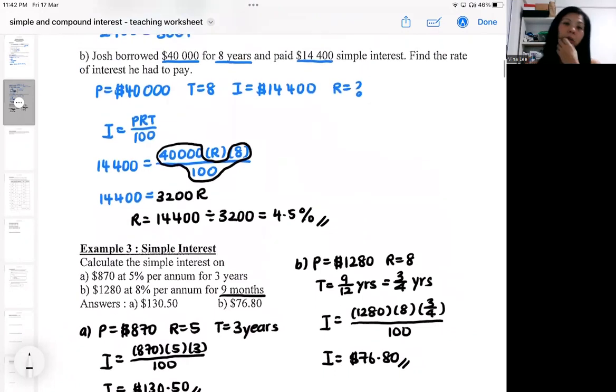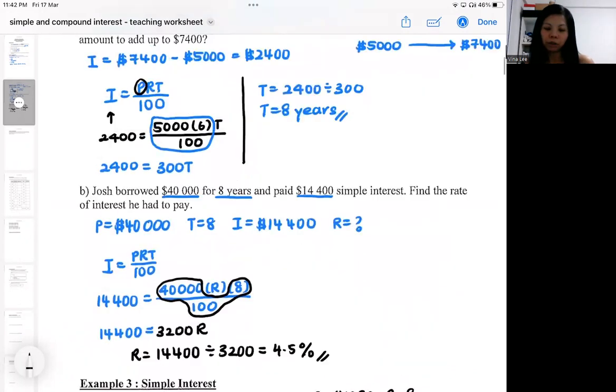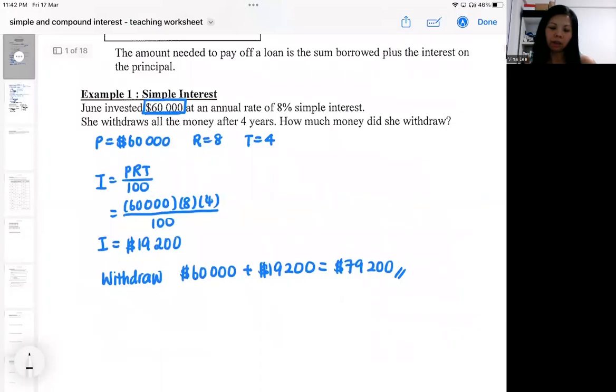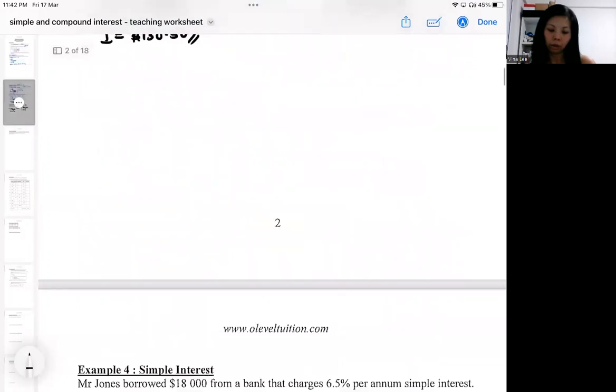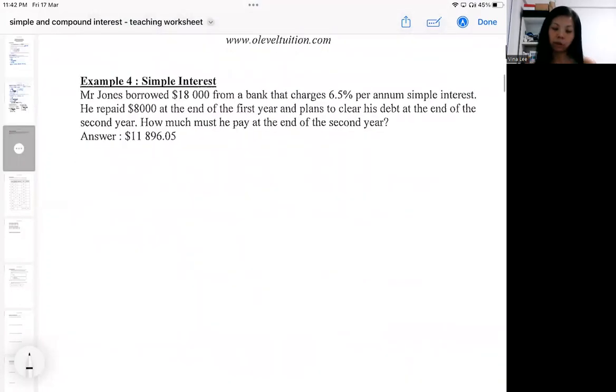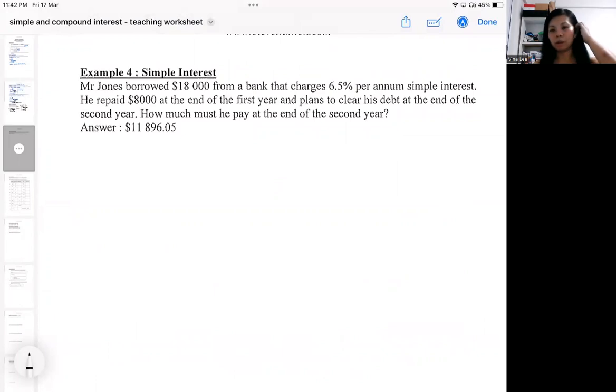So this is what we call simple interest. Simple interest is very simple because that means they just give you a fixed rate every year. Okay, so one more example on simple interest. This one, maybe there's a bit of complication. Mr. Jones is going to borrow 18,000. 18,000 is the principal. And the rate is 6.5 every year. The trick in this question is he's going to return 8,000 at the end of first year.